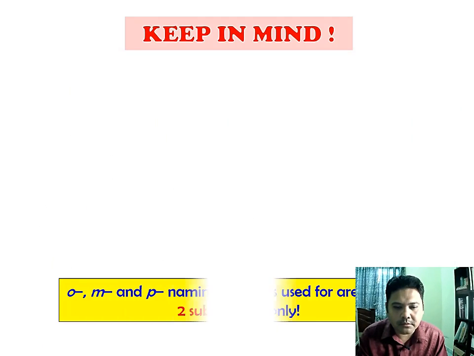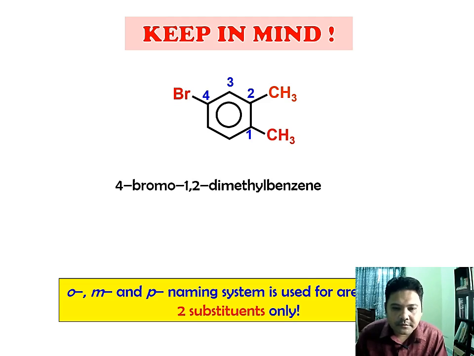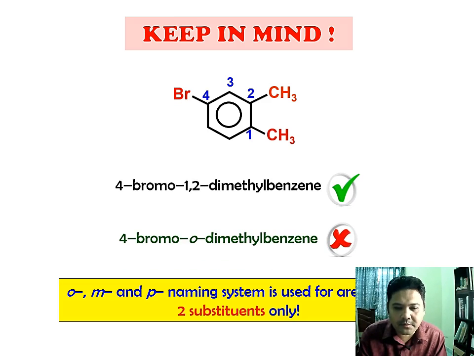And also the most important thing: for bromo 1 2 dimethyl benzene, we cannot call it ortho because of these numbers. Can we call 1 2 ortho? No, because the ortho, meta, para naming system is only used for two substituents only. So please bear in mind that when naming benzene compounds, ortho, meta and para are specifically used for two substituents only.